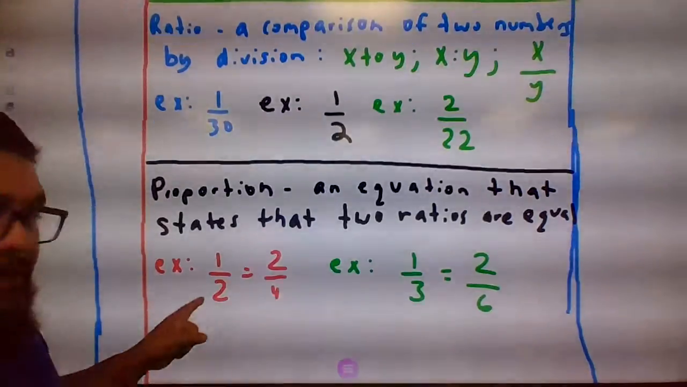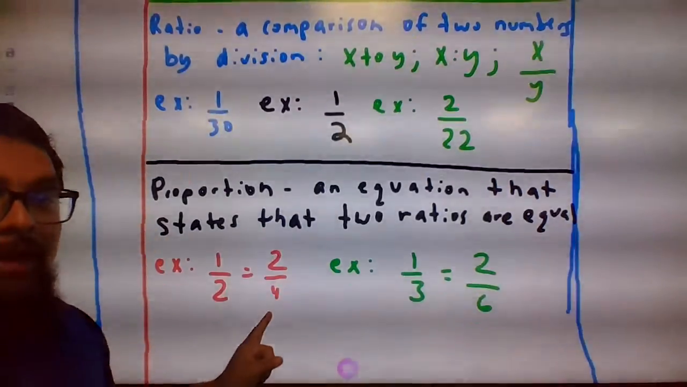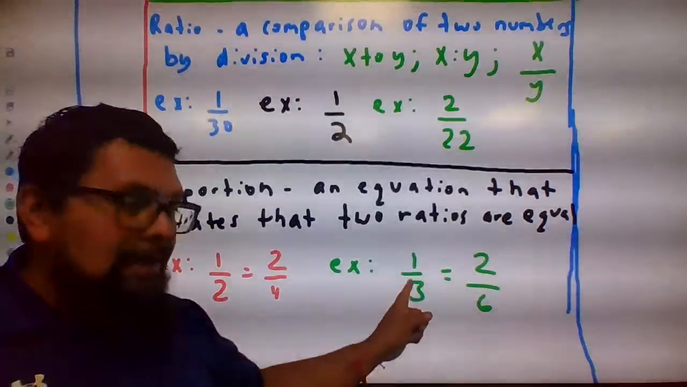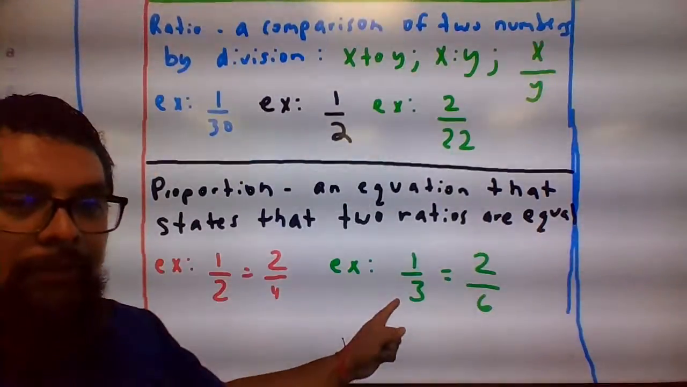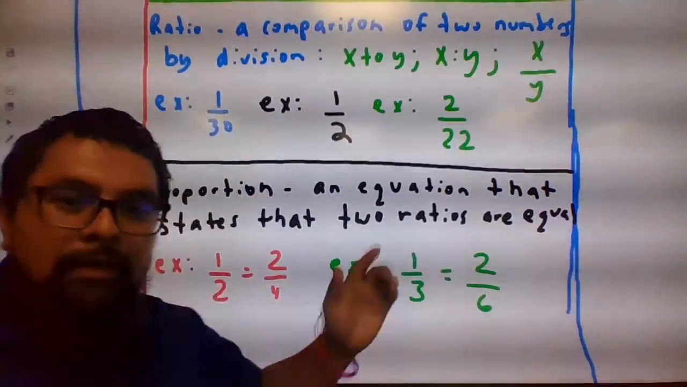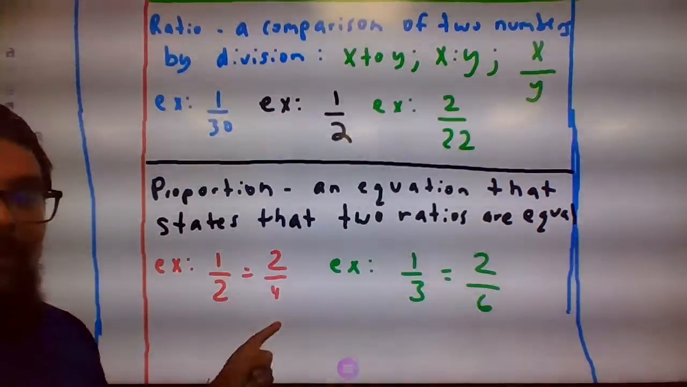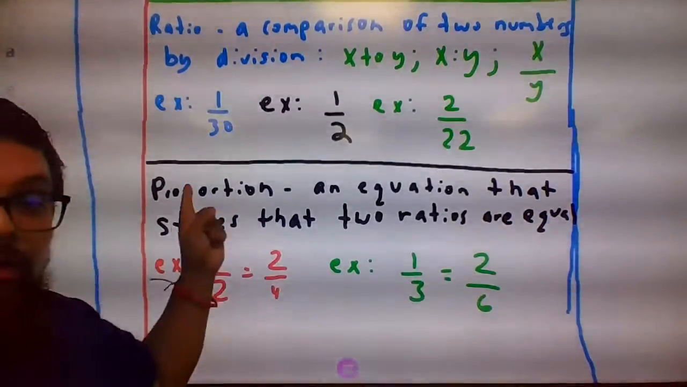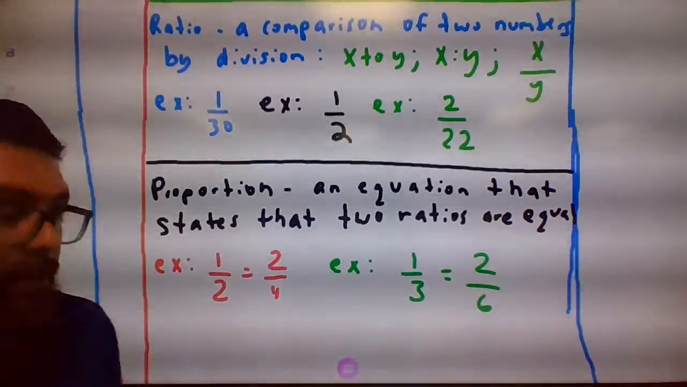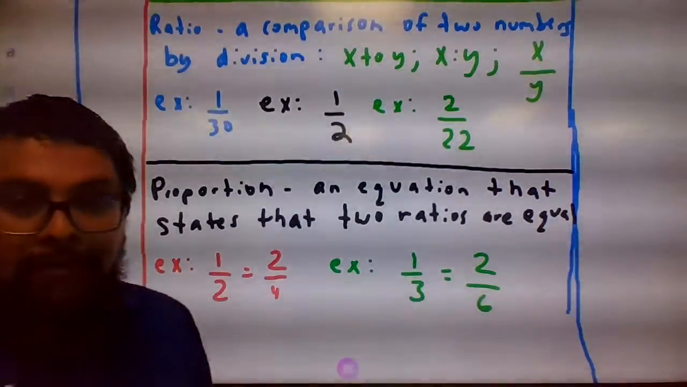If you put this in a calculator and this in a calculator, they're going to be the same. If you put this in the calculator and this in the calculator, they're going to be the same, right? This is going to be 0.3333. This is going to be 0.3333. Okay, this is going to be 0.5. This is going to be 0.5. We know they're equal. Okay, we can see that. And when they are equal, they are called a proportion. Okay, so let's go on to the next.